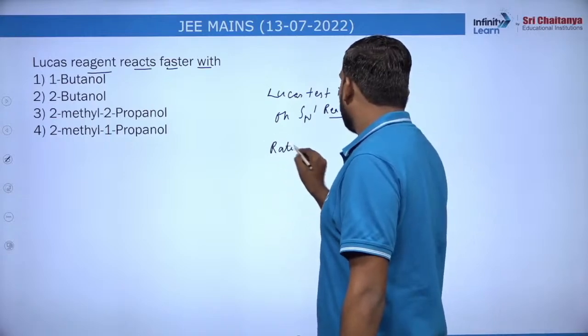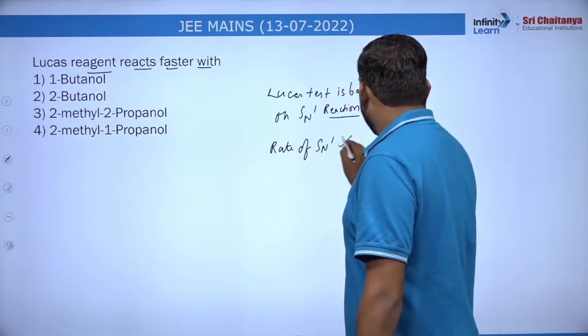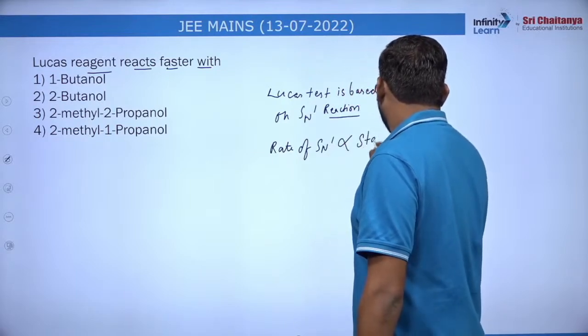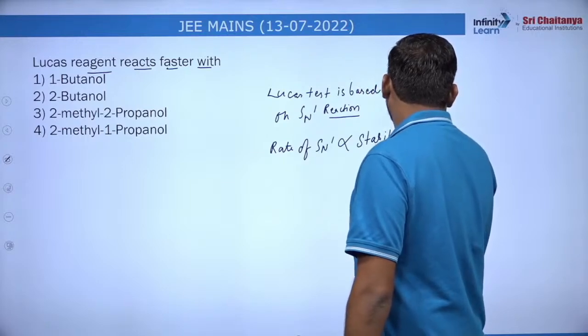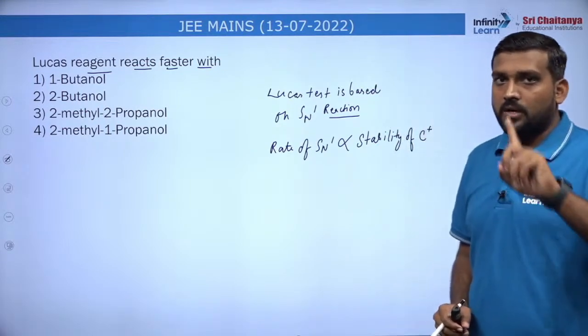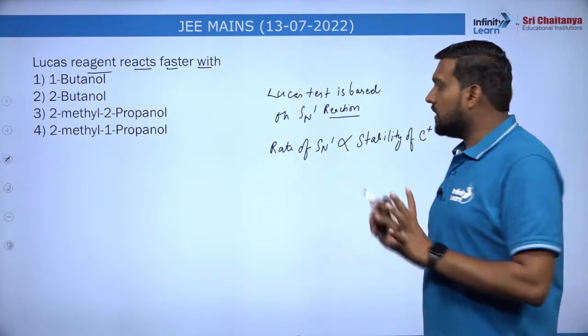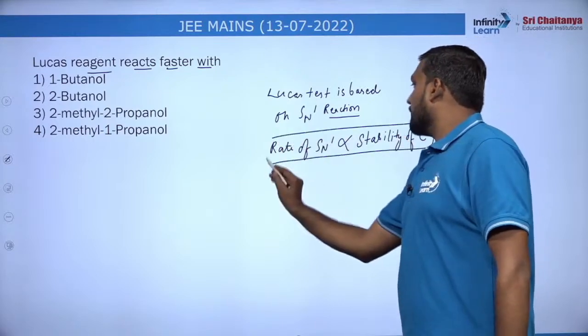Okay, so we know that the rate of SN1 is directly proportional to the stability of the carbocation. So it is dependent on the stability of the carbocation without any rearrangement, the first carbocation that is formed. Don't go for any rearrangement while checking the rate, because the rate has to be decided by the stability of the first carbocation.